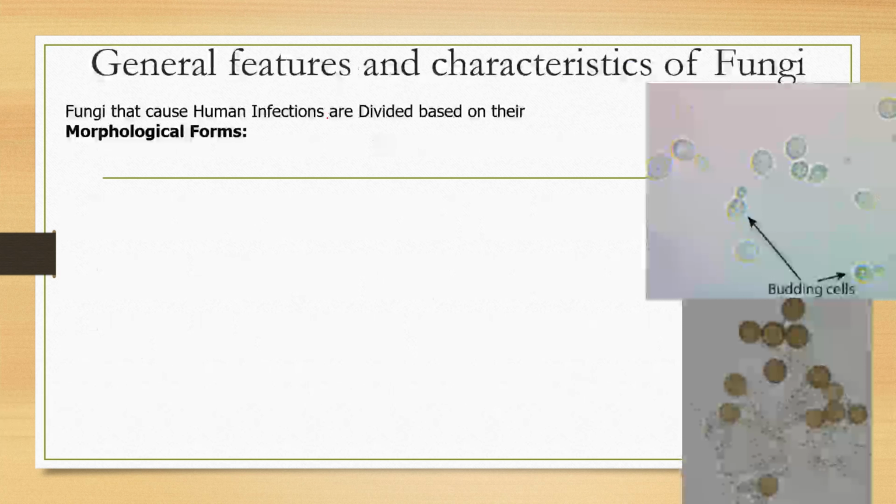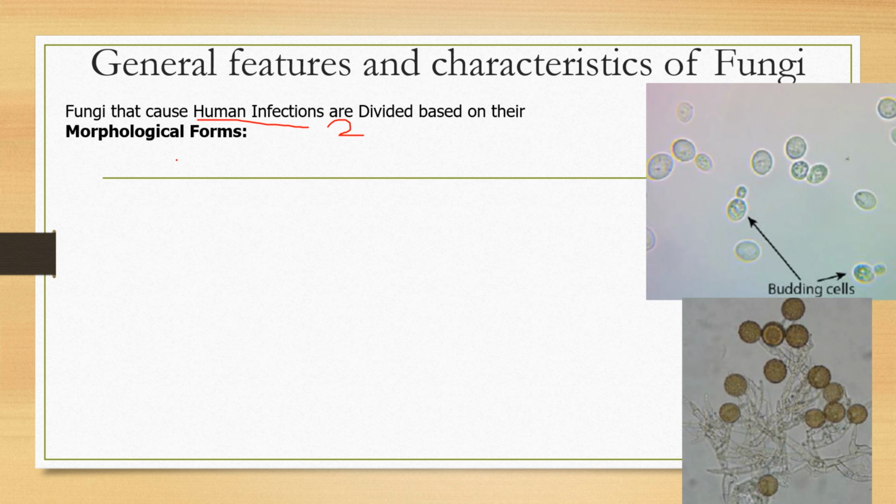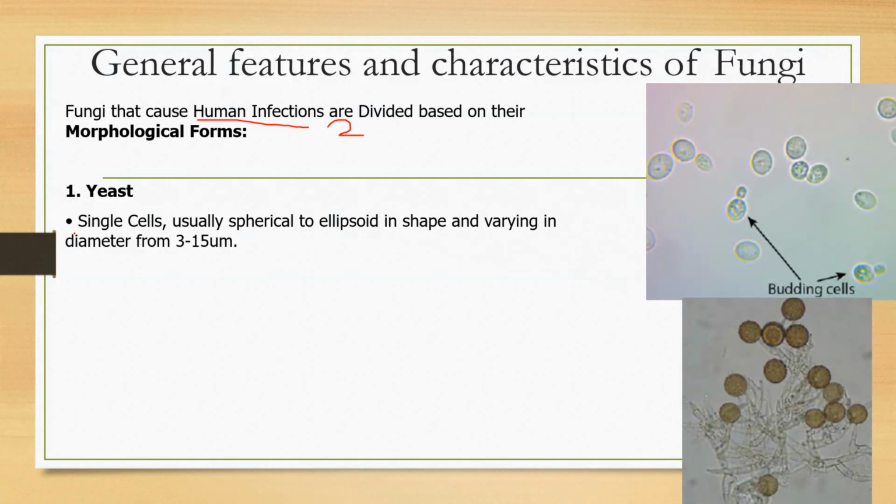Now, what are the general features and characteristics of your fungi? Fungi that cause human infections are divided based on their morphological form. In our subject in mycology, we are mostly tackling fungi that cause human infections. And there are two morphological forms. The first one is the yeast. Now, the yeast are single cells. When you say single cells, again, they are known as unicellular. They are usually spherical to ellipsoidal in shape.